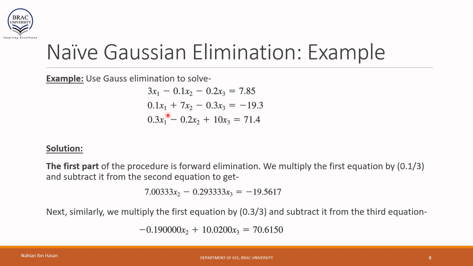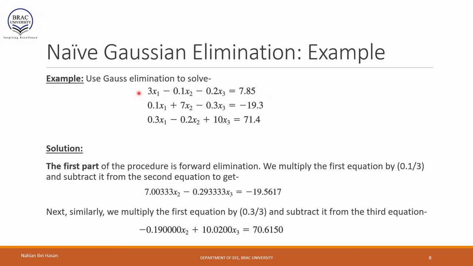Take the second equation. We need to vanish this 0.1 x1. We are going to use the elimination method, the non-computer method that we have seen in the previous lesson. We multiply the first equation by 0.1 divided by 3. Once we multiply, the 3 and the 3 in the first term will cancel out, and we will have only the 0.1 x1 term and the remaining terms.